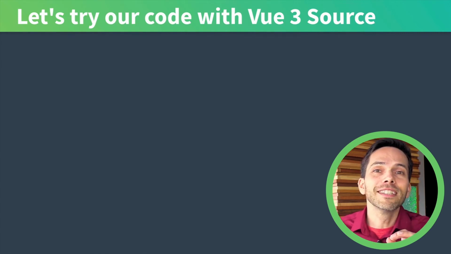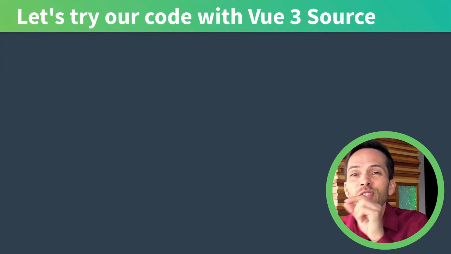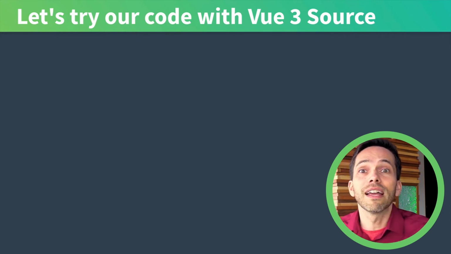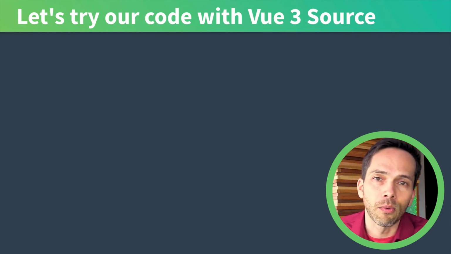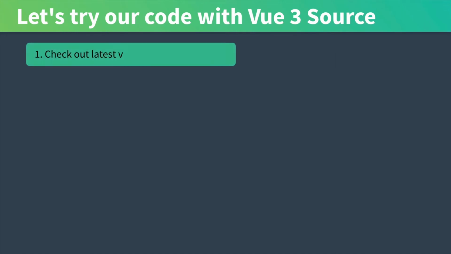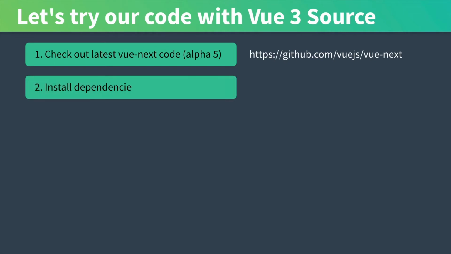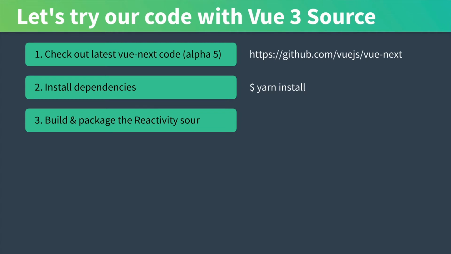So we've been building our own reactivity engine, and it's so similar to what Vue3 uses, we might be able to simply insert the Vue3 source with our code and see if it works. But how would we do that? Well, we could check out the latest Vue.next code, which at the time I'm recording is alpha 5. We'll then install dependencies for it by running yarn install. We'll build and package just the reactivity source by running yarn build reactivity.